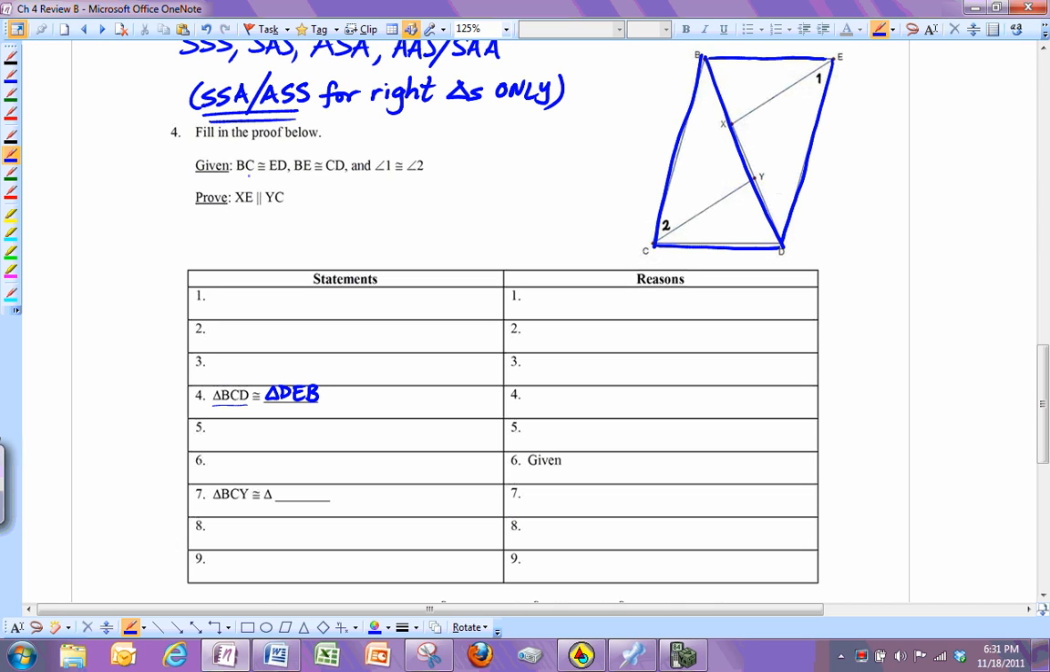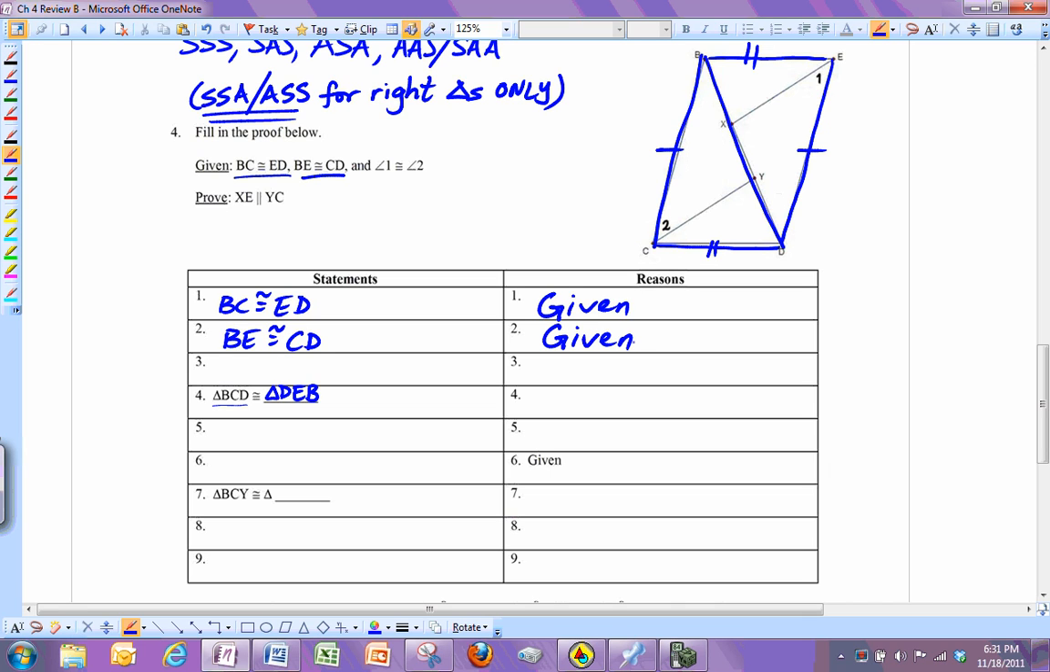So let's look at our givens. BC congruent to ED, that actually helps with the 2 blue triangles. And BE congruent to CD also helps with those 2 big triangles. So I'm going to list those off. BC congruent to ED and BE congruent to CD. These are both given.